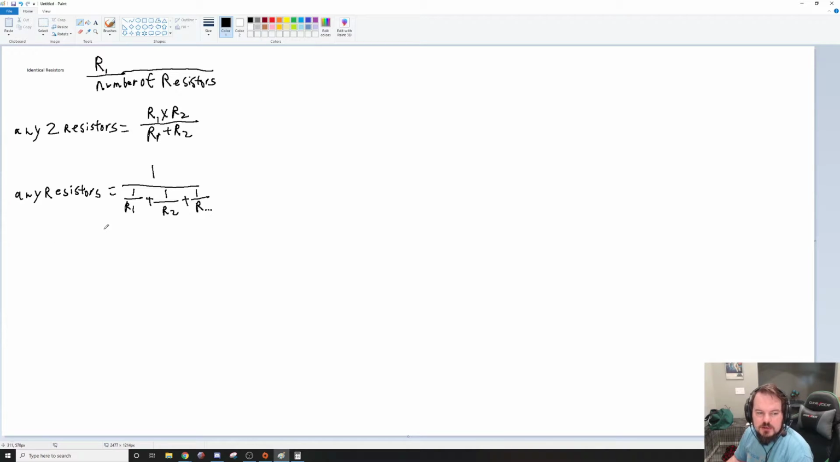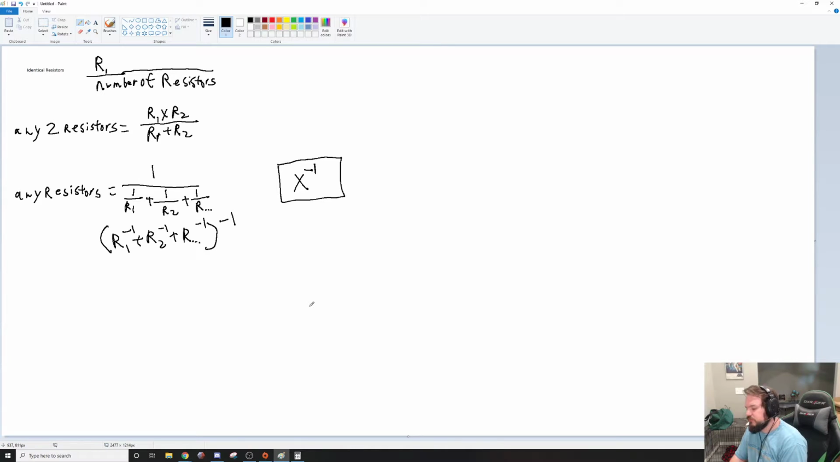You can also write this out as you have a reciprocal button on your calculator. It looks like this. It's directly above the 7. You can use this to input open parentheses R1 to the negative first power. You hit that button to get to the negative first, plus R2 negative first plus R dot dot dot, as many resistors as you want to the negative first. You close your parentheses and do one more to the negative first power. That is how you will do that one.